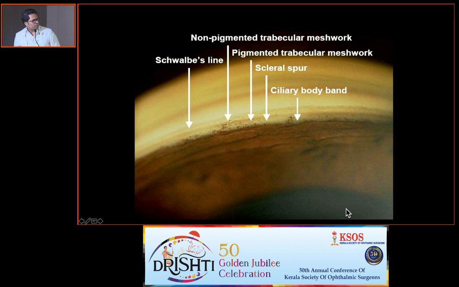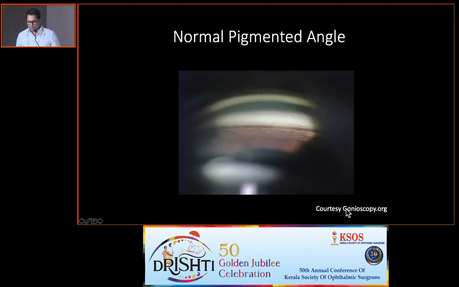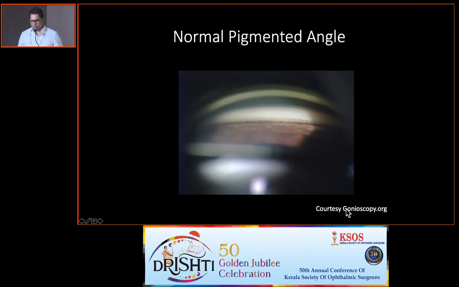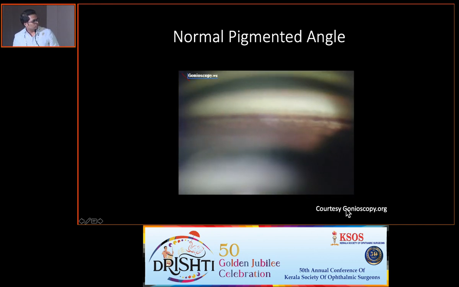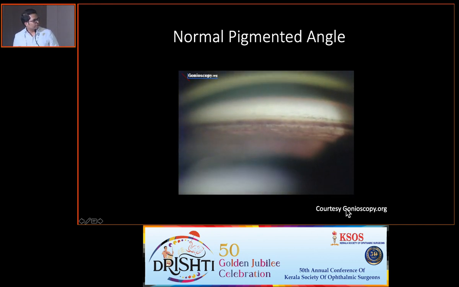We don't go into the details because the earlier speaker already mentioned the normal angle structures. Here is just a video of how a normal pigmented angle looks. You can see the iris, the root of the iris, ciliary body, scleral spur, pigmented trabecular meshwork, anterior trabecular meshwork, and the pigmented Schwalbe's line.